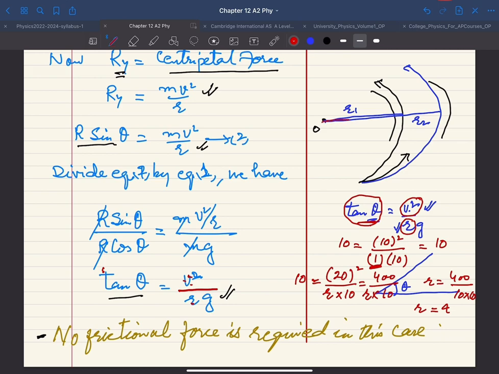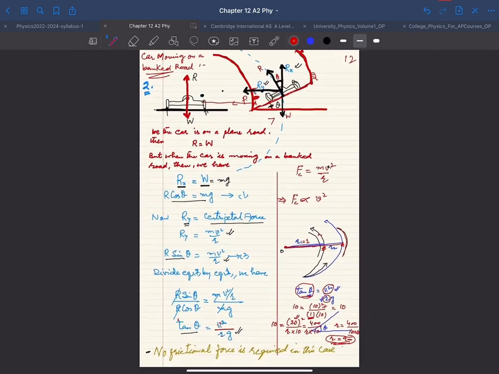You can see that initially R was 1. Suppose this radius is 1. But if you increase the velocity from 10 to 20, then you have to increase your radius to 4. That means you have to go more away from the center, somewhere here. If you try to move with this 20 meters per second somewhere here, the centripetal force will not be sufficient, and of course you will not take the turn. So this is very important. In this case, you have to increase the radius and move from the outermost corner of the road. This is very important when you are taking a turn on a banked road.